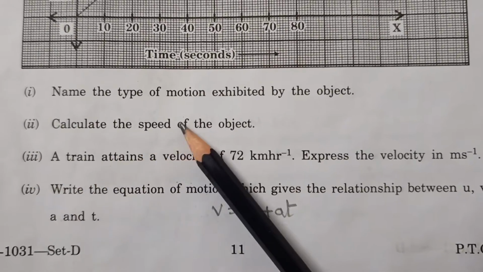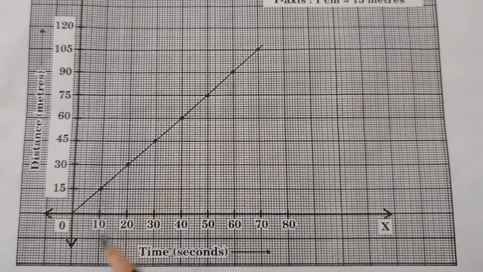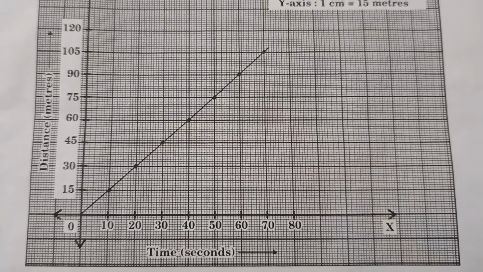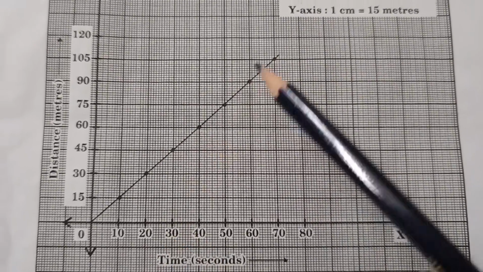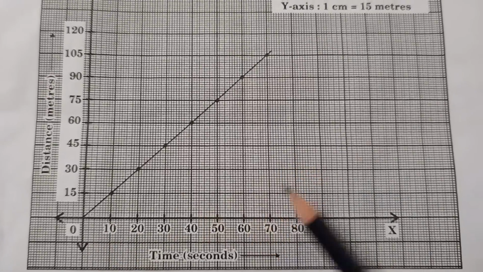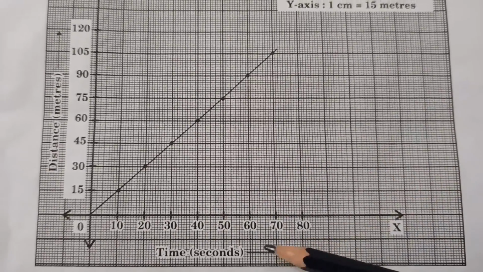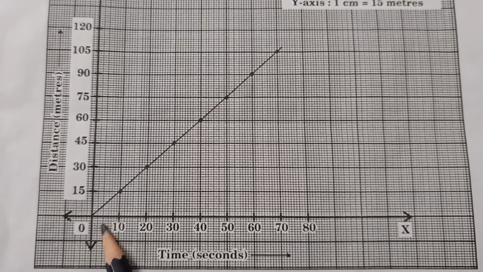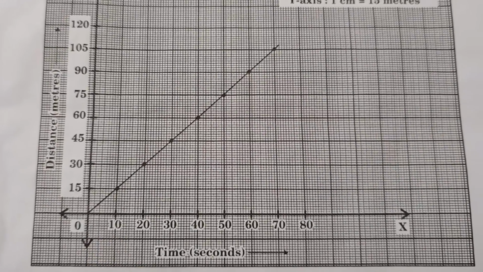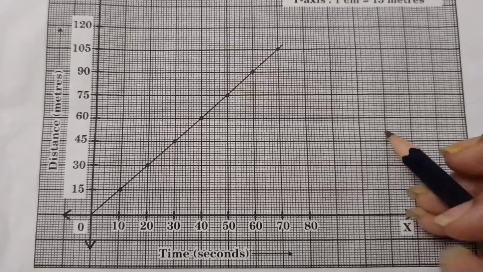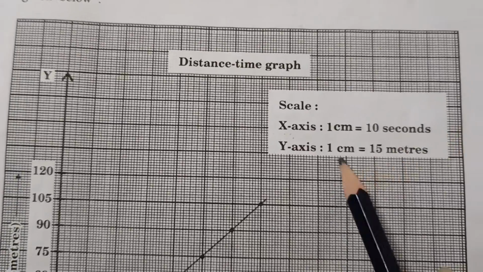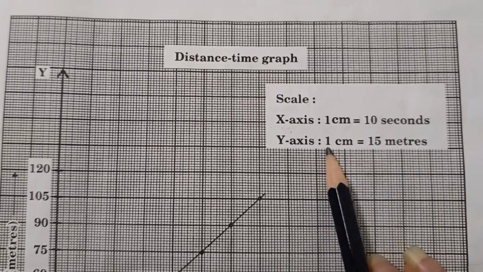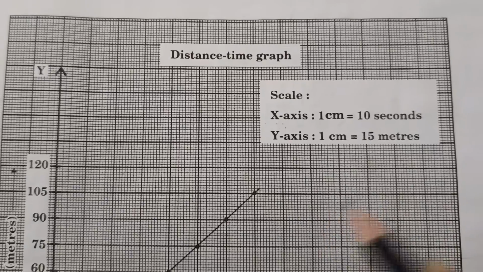Question number 2. Calculate the speed of the object. To calculate the speed of the object, the formula is speed is equal to distance upon time, as we all know. To find this, first we have to determine the scale of the axis. On the x-axis 1 centimeter is equal to 10 seconds and on the y-axis 1 centimeter is equal to 15 meters.